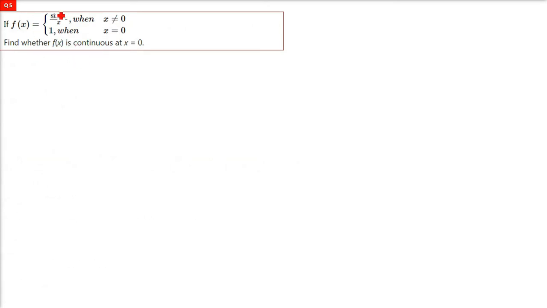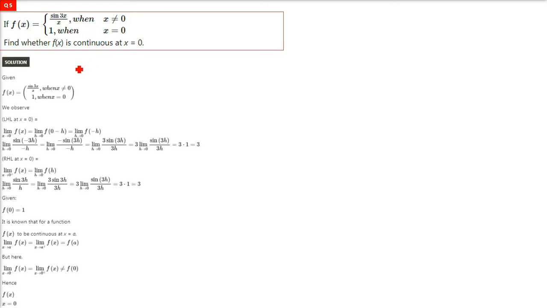So this f(x) is now sin 3x by x when x is not equal to 0, and it is 1 when x is equal to 0. So we have to check at x equals 0. Don't worry about the graph of sin 3x by x, because we already know the graph of sin x, but sin 3x by x will be different. Okay.